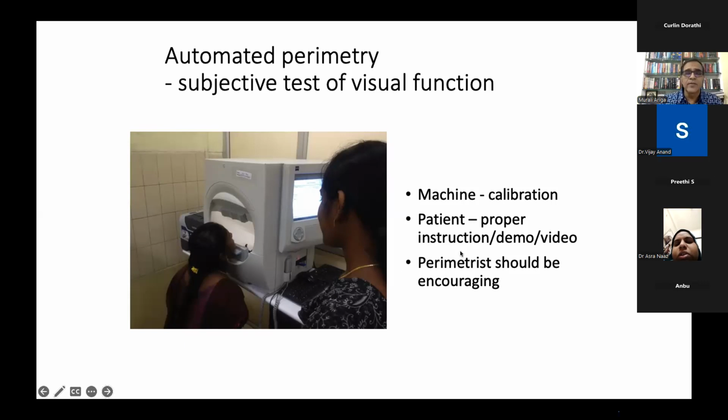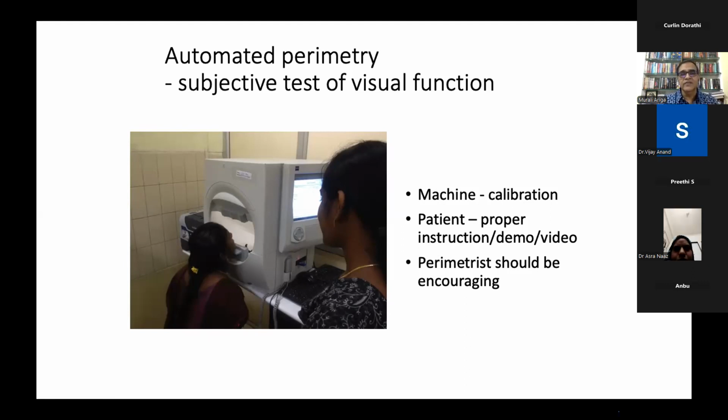So we have to put them at ease and make sure we have a well-calibrated machine that is checked periodically. Proper demo instruction and a video should be explained to the patient. And then the perimetrist, or whoever is doing the test, the optometrist, has to be encouraging. We should not look away, get distracted and look at our mobiles when the patient is doing the test. See how this particular patient has been positioned, without the forehead even touching and the chin pointing up. This is not the way a test should be done. So make sure we do a proper test with proper instruction.